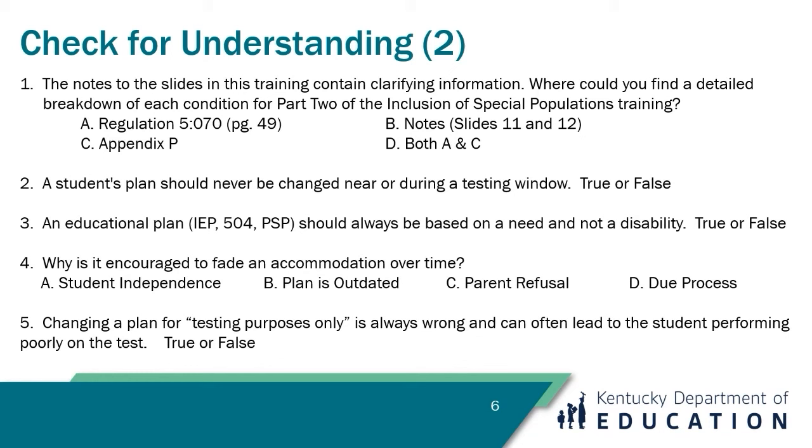Question 4. Why is it encouraged to fade an accommodation over time? A. Student independence. B. Plan is outdated. C. Parent refusal. And D. Due process. The correct answer is A. Student independence. Question 5. Changing a plan for testing purposes only is always wrong and can often lead to the student performing poorly on the test. True or false? The correct answer is true.